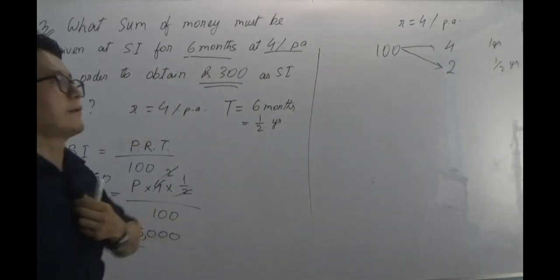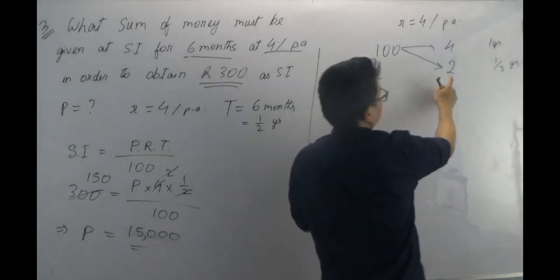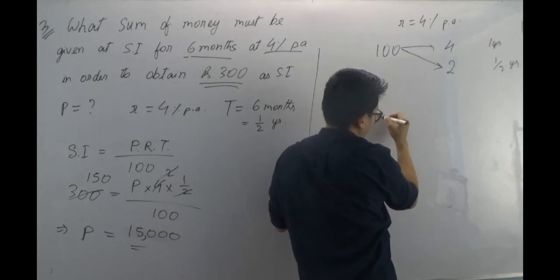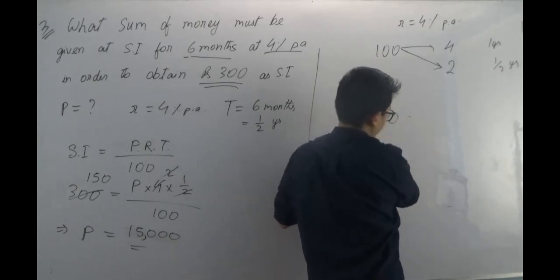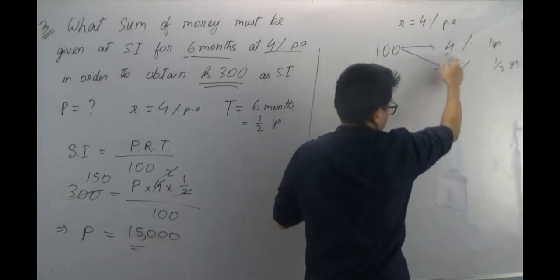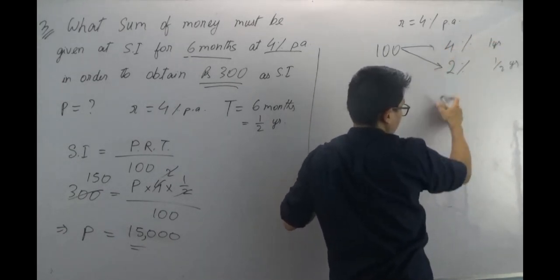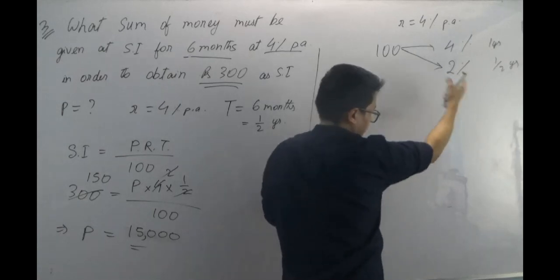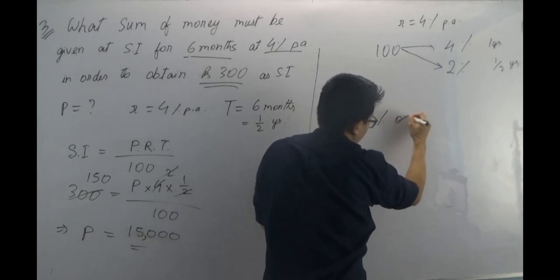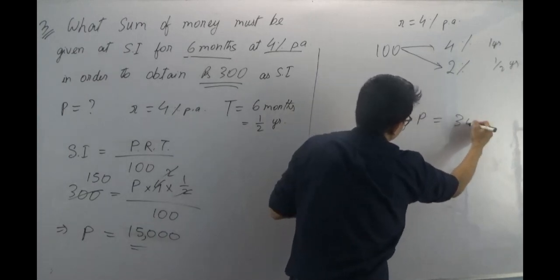The simple interest of 300 is for half a year. The rate of interest is 4% per annum, so for half a year it is 2%. So can I say that 2% of the principal is equal to rupees 300?